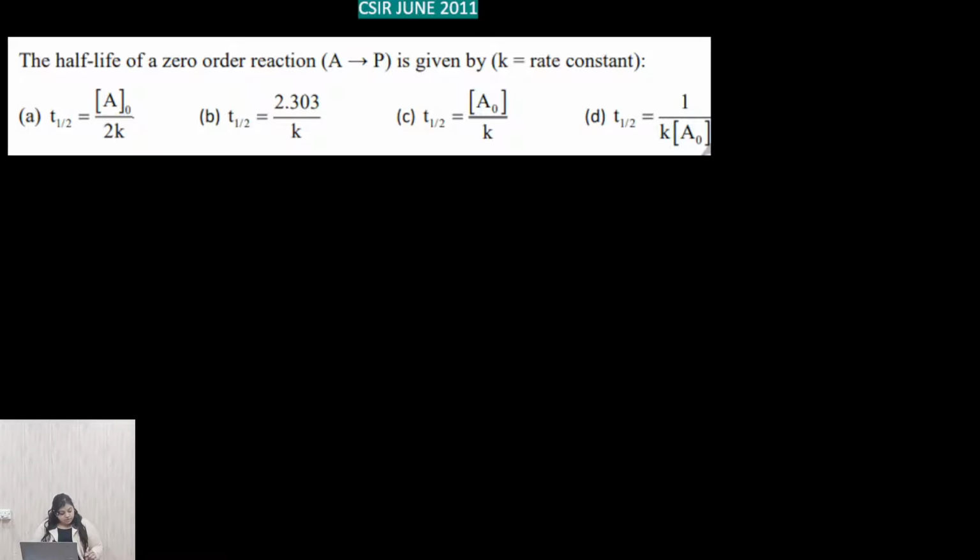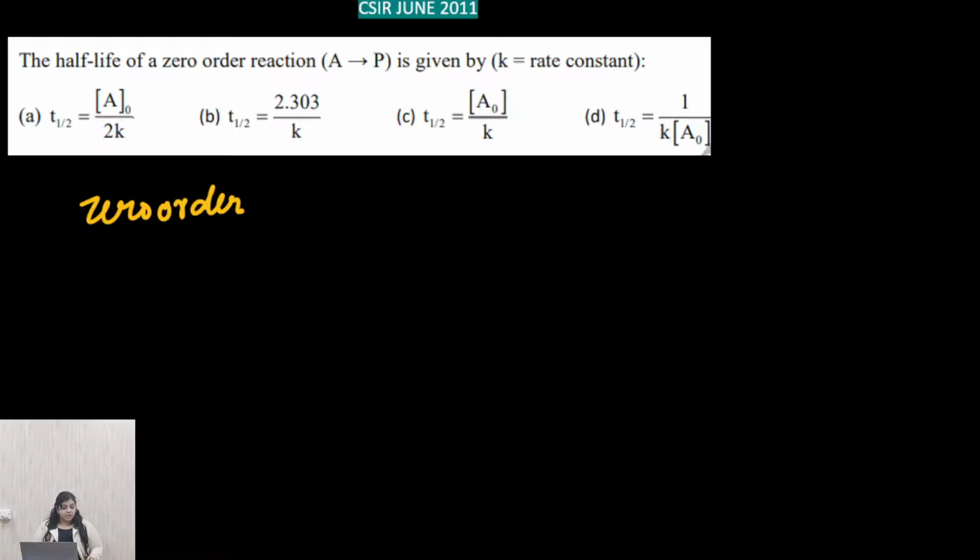The first question is from your CSIR June exam, which was conducted in the year 2011. The question says the half-life of a zero order reaction, A to P, is given by, where K is the rate constant. Very simple question, just the zero order kinetics. Half-life is being asked of us.